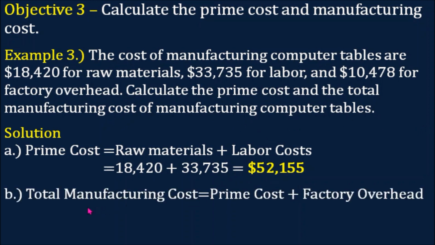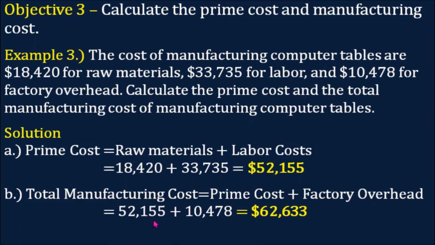Now, the total manufacturing cost is equal to the prime cost plus the factory overhead. So this is our prime cost, 52,155. Then we have here the factory overhead, 10,478, and the sum is $62,633.